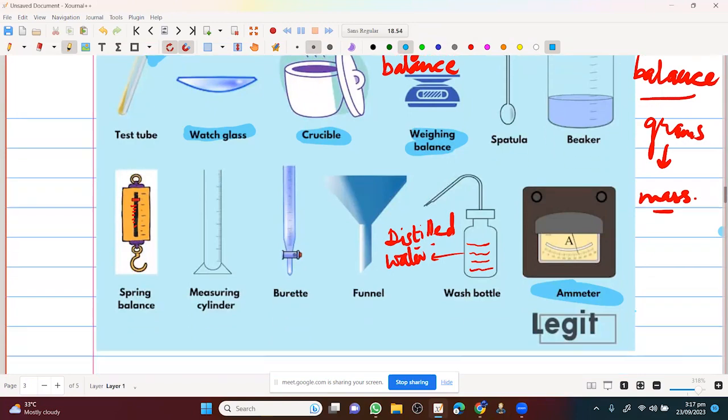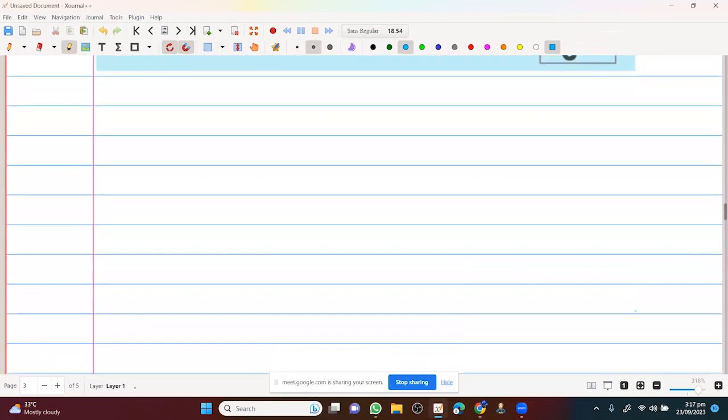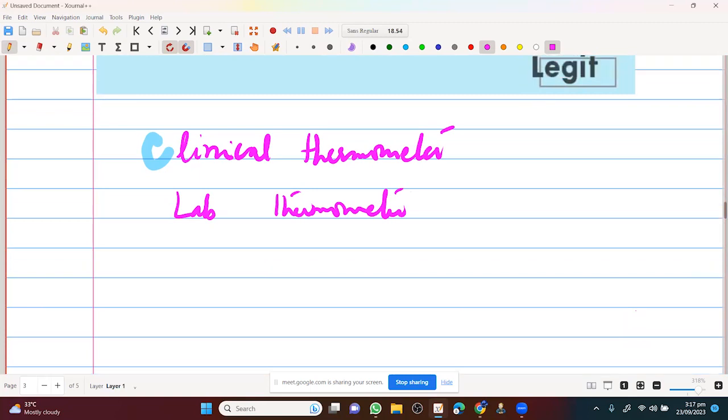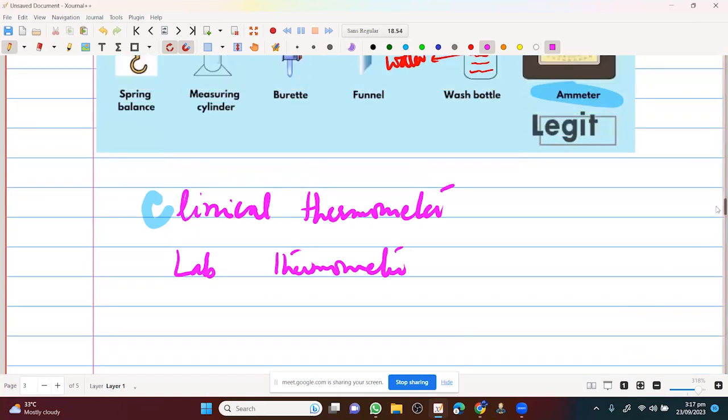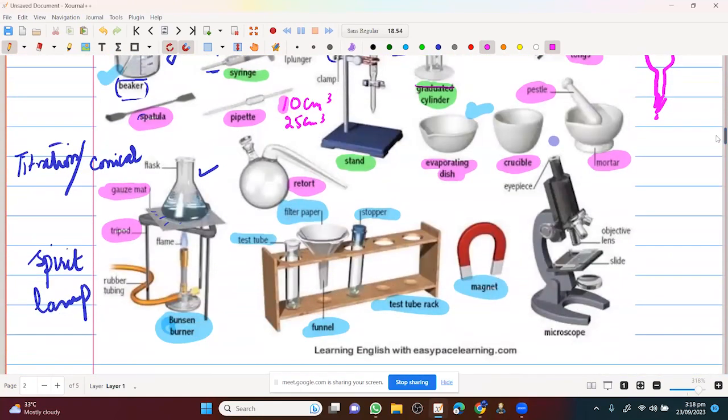So for temperature, what will we use? Thermometer. There are two types of thermometers. There is the clinical thermometer that we use to measure our body temperature. And there is the lab thermometer. To check the temperature of solutions, we will use this lab thermometer. Everyone, did you go through it? Because we have to move on. We have to do some past paper questions as well. I hope you will be very familiar with all of these apparatuses.